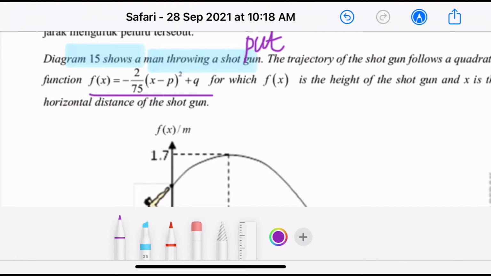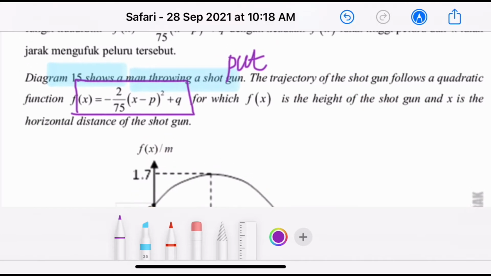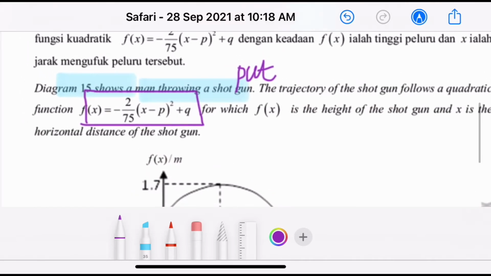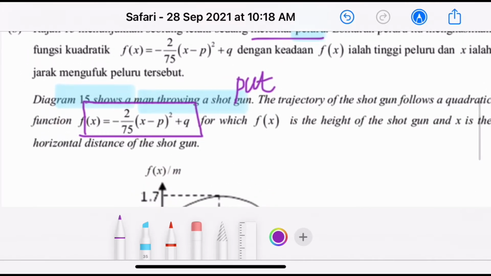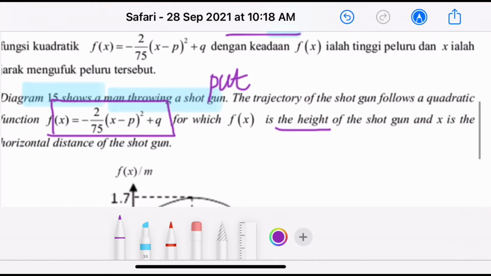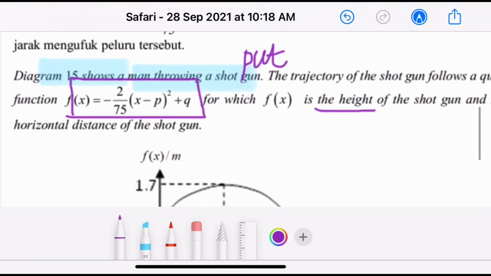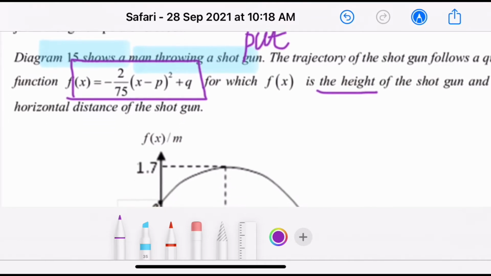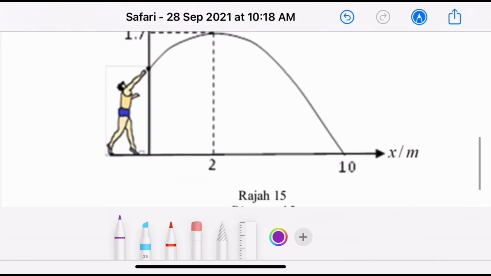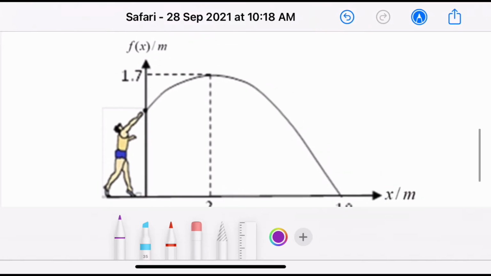So this is a quadratic function, which f(x) is the height of the shot put, and x is the horizontal distance of the shot put. Okay, so that's okay with the story.